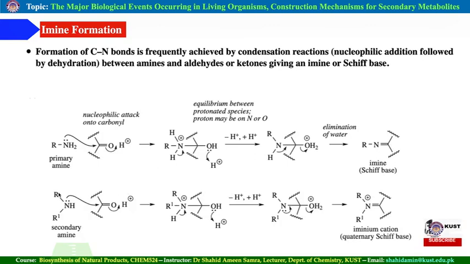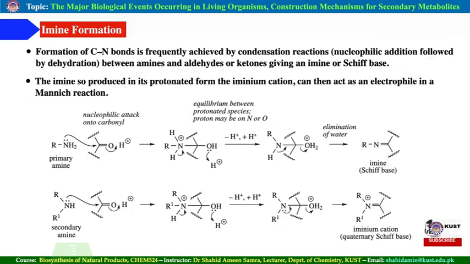Similarly, if we use a secondary amine, it will produce a structure like this one. The difference is that there will be a positive charge over nitrogen in the case of the reaction of a secondary amine with aldehyde or ketones, but with a primary amine there is no positive charge over nitrogen. So here this imine will not be a free imine, rather it will be in the form of a salt that is known as iminium salts.